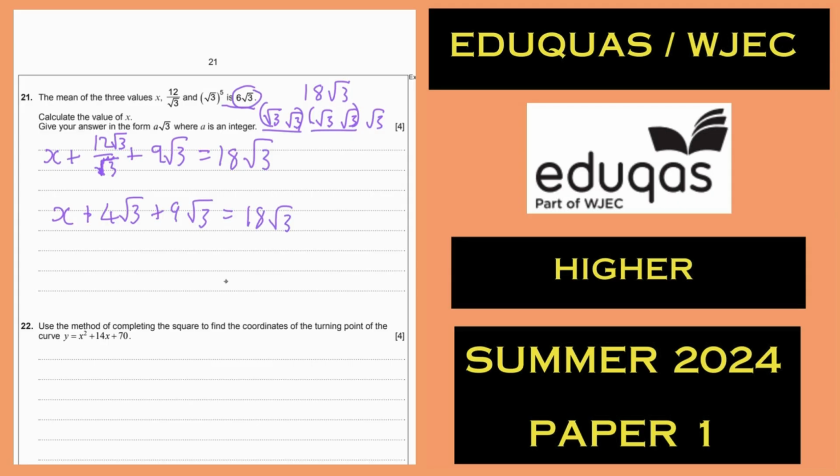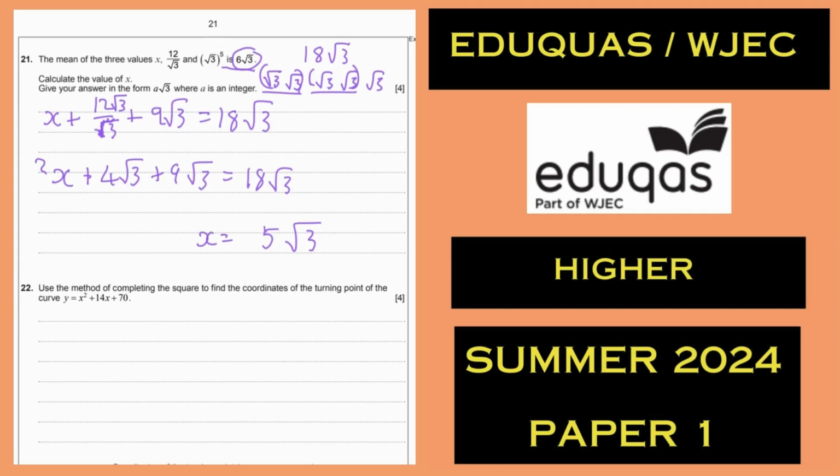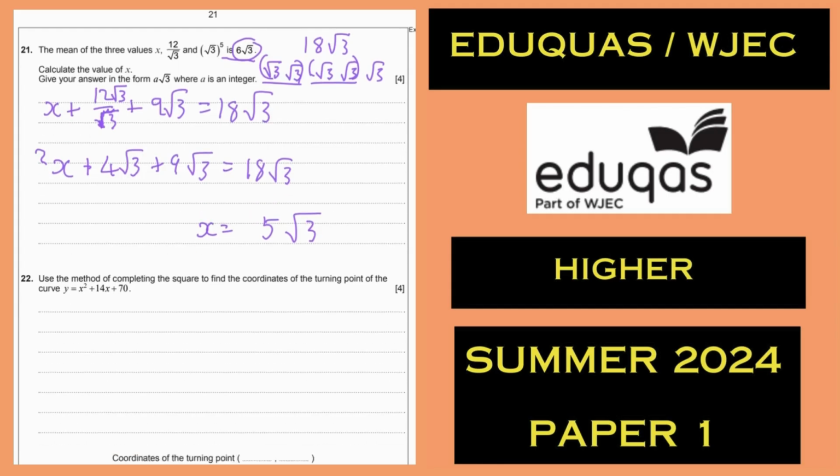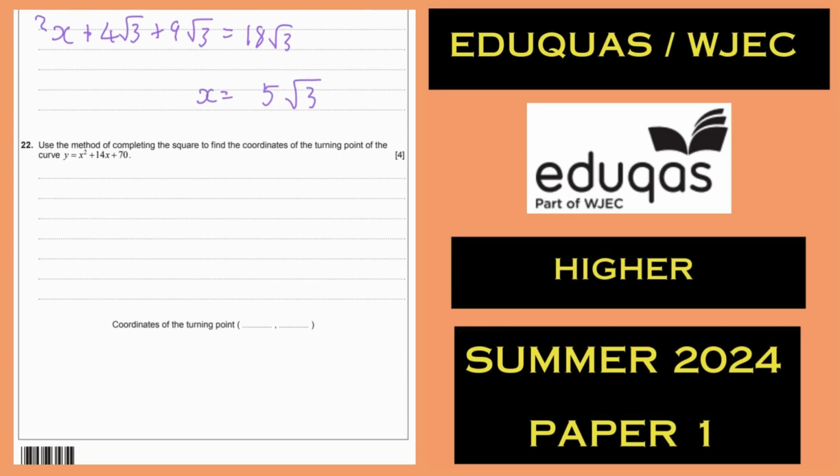X must be some root 3's, 4 plus 9 plus some number. That number that we're after is going to be 5. That's how we get the 18. A couple of ways of jiggering and poking them around, but that'll do the job.